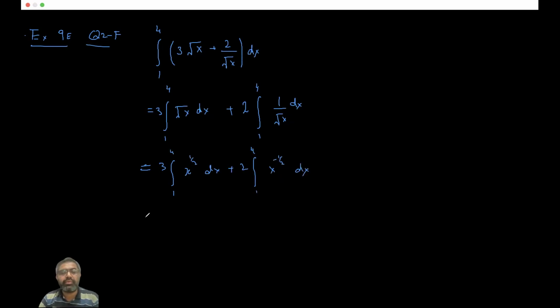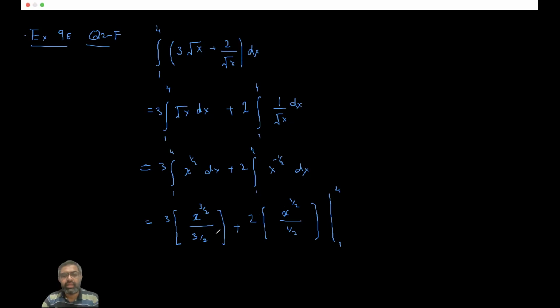Now we apply the power rule of integration. We get 3, and we'll put limits 1, 4 at the end. So x raised to power half becomes x raised to power 3 by 2 divided by 3 by 2, plus 2 times x to the minus half. We increase the power by 1, so minus half plus 1 gives 1 by 2, divided by 1 by 2. Over here I just express my limits, so as not to forget we are still considering the limits. The plus c we ignore because of these limits.